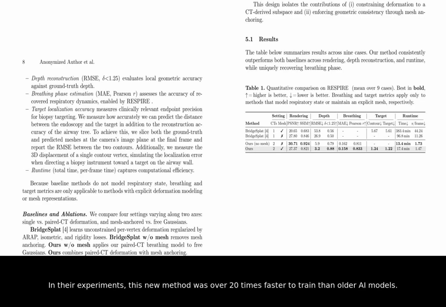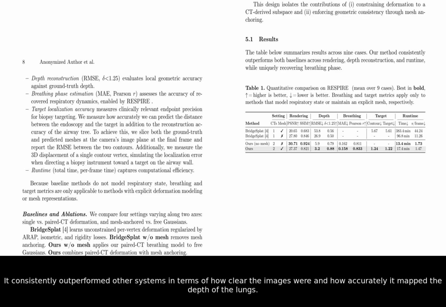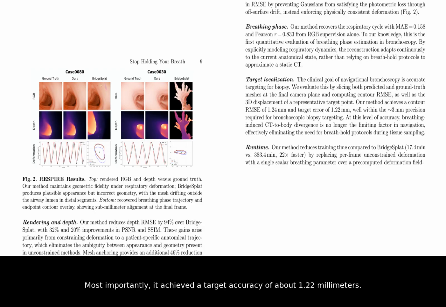In their experiments, this new method was over 20 times faster to train than older AI models. It consistently outperformed other systems in terms of how clear the images were and how accurately it mapped the depth of the lungs. Most importantly, it achieved a target accuracy of about 1.22 millimeters. This is well within the safety limits required for a doctor to successfully perform a biopsy.